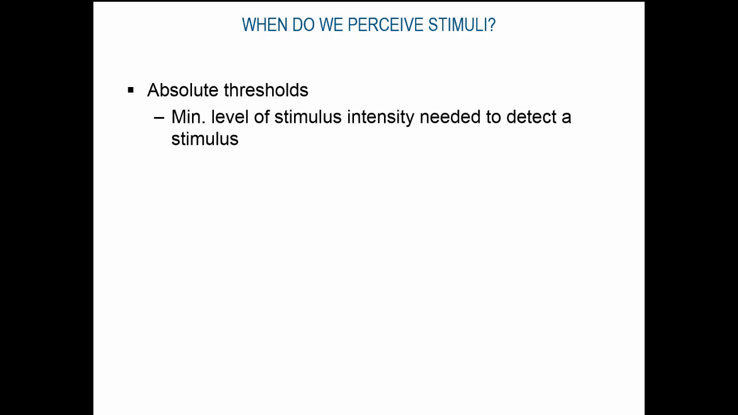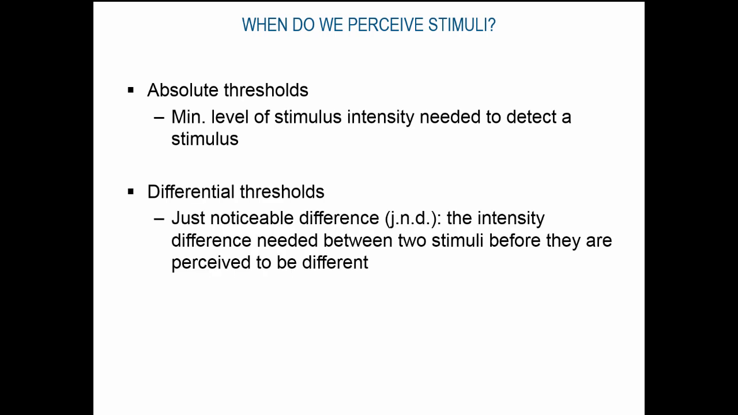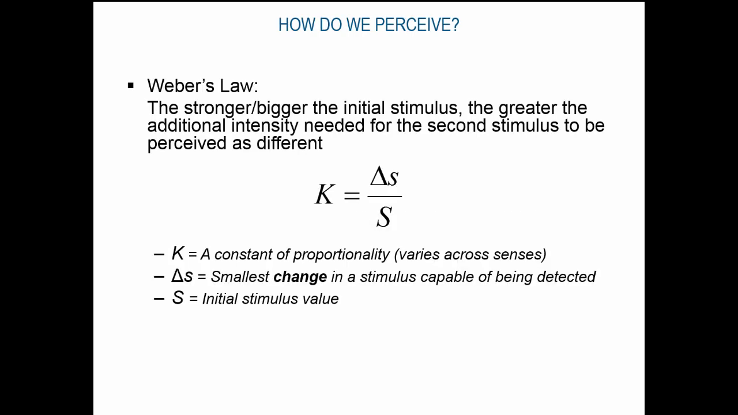The other question then is, when we make changes to a stimulus, how big does the change need to be so that it can be registered, so that the two stimuli, the original one and the modified one, are seen as different? This minimum amount of change is known as the just noticeable difference, and it can actually be expressed with a formula. This formula is known as Weber's law.